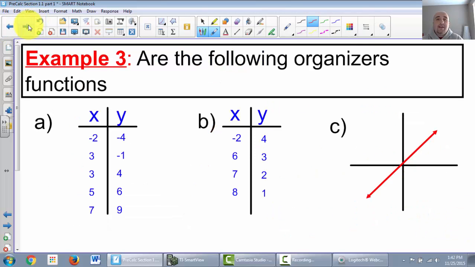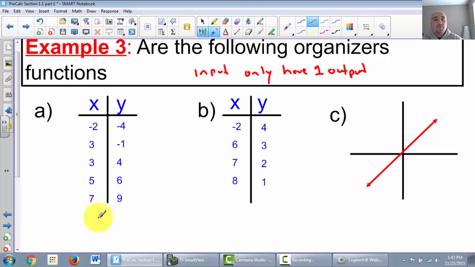Okay, so example 3. Are the following organizers functions? So does every input only have one output? Okay, remember x's are input. So -2 goes to 4, 3 goes to -1, 3 goes to 4, 5 goes to 6, 7 goes to 9. Does every input have only one output? And for this one, I'm going to say no. So this one is not a function. Why? Because 3 goes to 2 different answers. 3 goes to -1 and 4. Can't happen. So not a function.